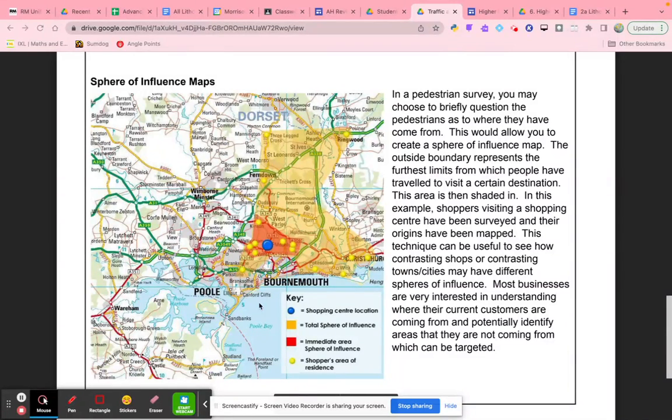So, for example, a large shopping centre, as we can see here, would have a very large sphere of influence because it's a large retail unit, whereas a very small retail outlet like a corner store would have a relatively small sphere of influence because its customers are coming only from the local area. And this data can be represented as shown here with a sphere of influence map.